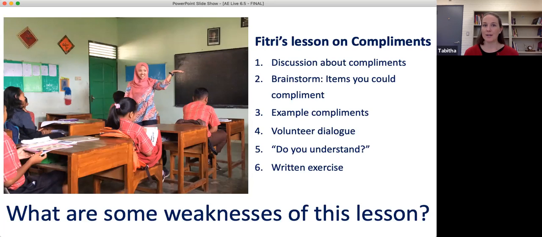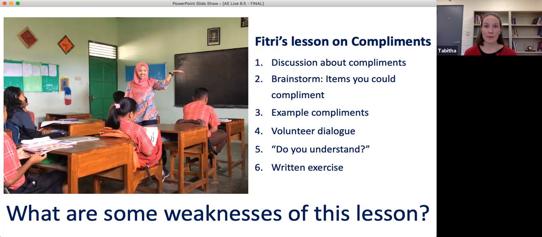Yeah, for sure. So one of the major problems is that her question, do you understand, she didn't really know if students understood until the end when she had every student do a written exercise. So she didn't check for student understanding throughout, and that meant that she couldn't track student progress and she couldn't give them any form of personalized instruction. She also didn't explain her objective to students. So students might have figured out, okay, we must be practicing compliments, but she didn't make that clear to them.